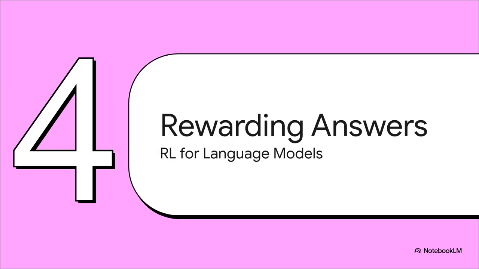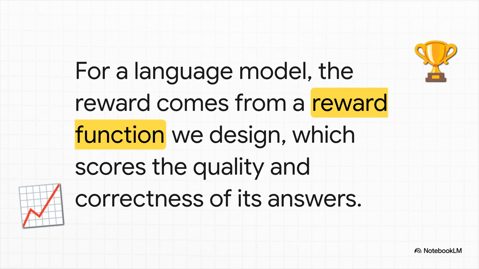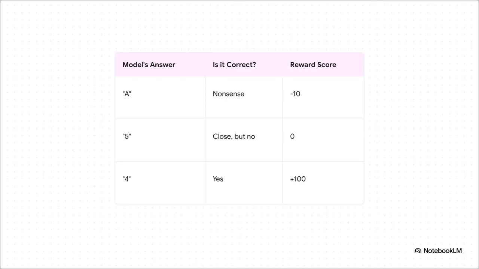Okay, so rewarding the right answer. That's easy to picture for Pac-Man, but how on earth does that work for a language model that just talks? Well, for an LLM, the environment isn't a maze. It's the huge space of all possible answers it could give. And the reward doesn't come from eating dots, it comes from a reward function that we create, which scores how good its answers are.